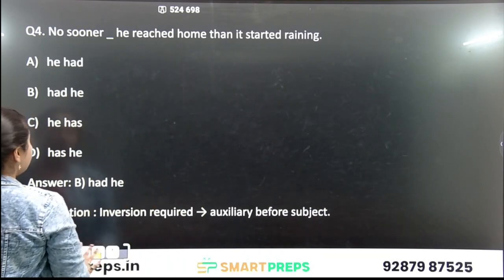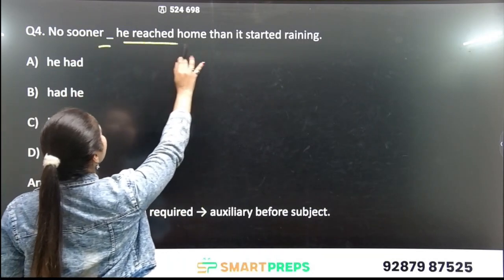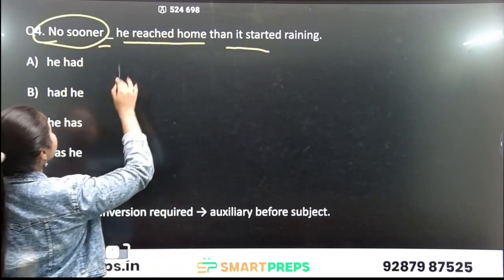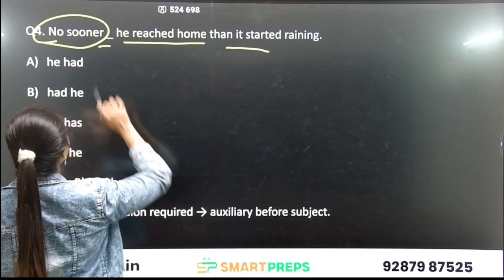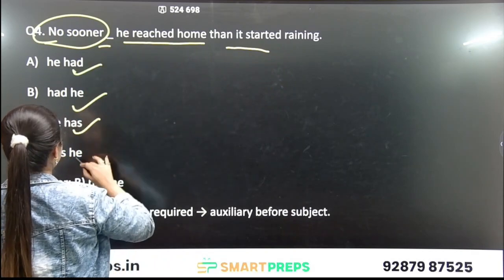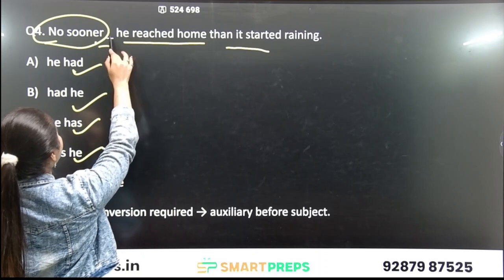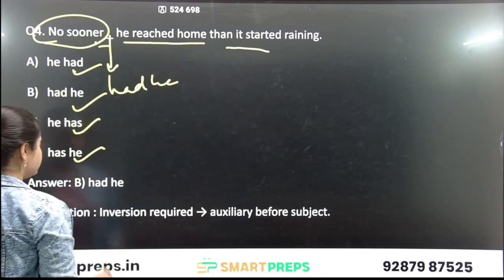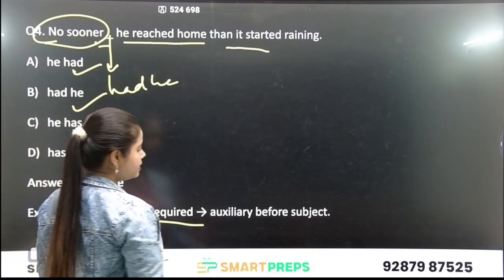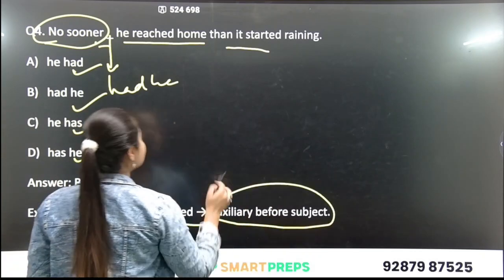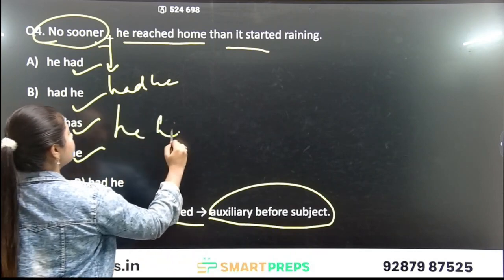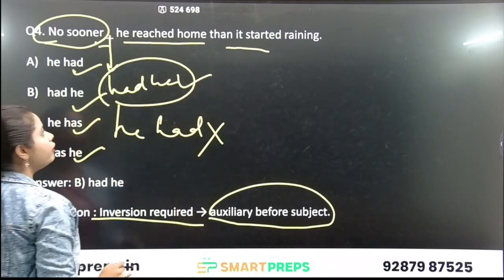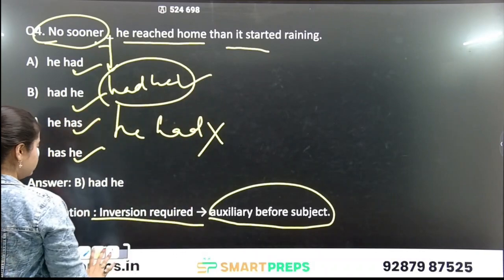Next is: no sooner dash he reached home than it started raining. So we have seen no sooner... He had, he has, he... So no sooner had he reached home than it started raining. Inversion is required, the auxiliary before the subject, not "he had". It will be wrong, so we have to invert it. It is "had he reached home". So that is the correct answer.